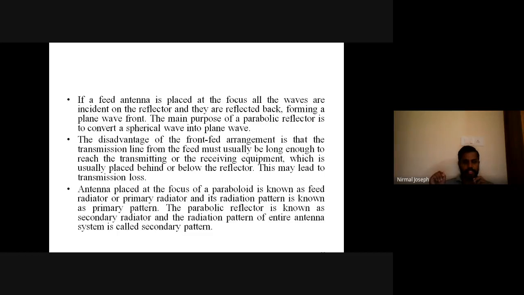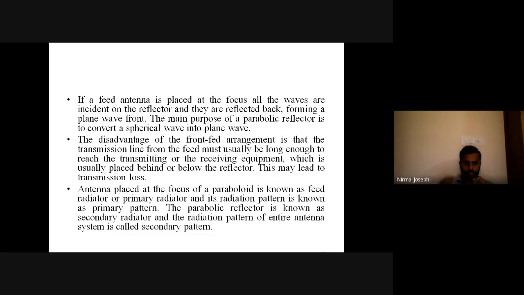Okay, then next, the antenna placed at the focus of a paraboloid is known as the feed radiator or primary radiator, and its radiation pattern is known as the primary pattern. That is a normal pattern. One antenna we are placing at the focal point will have a radiation pattern. That is the primary radiation pattern, and that will be radiating a spherical wavefront.